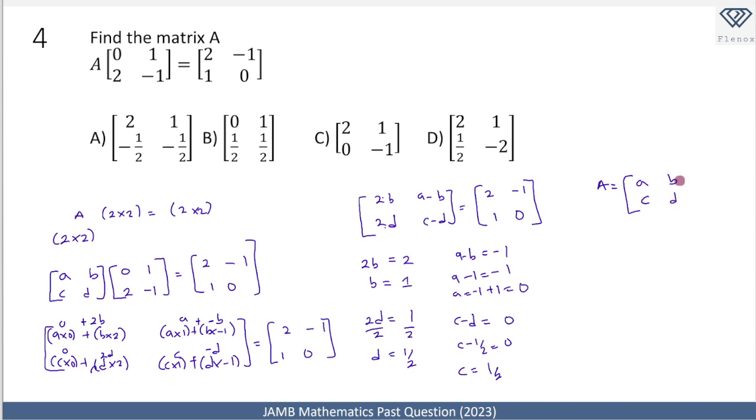So we can find all those values that we've calculated and put them in there. So what is the value of A? The value of A is 0. The value of B is 1. The value of C is half. And the value of D is half. So the matrix A is what? 0, 1, half, half. And that makes option B the correct option.